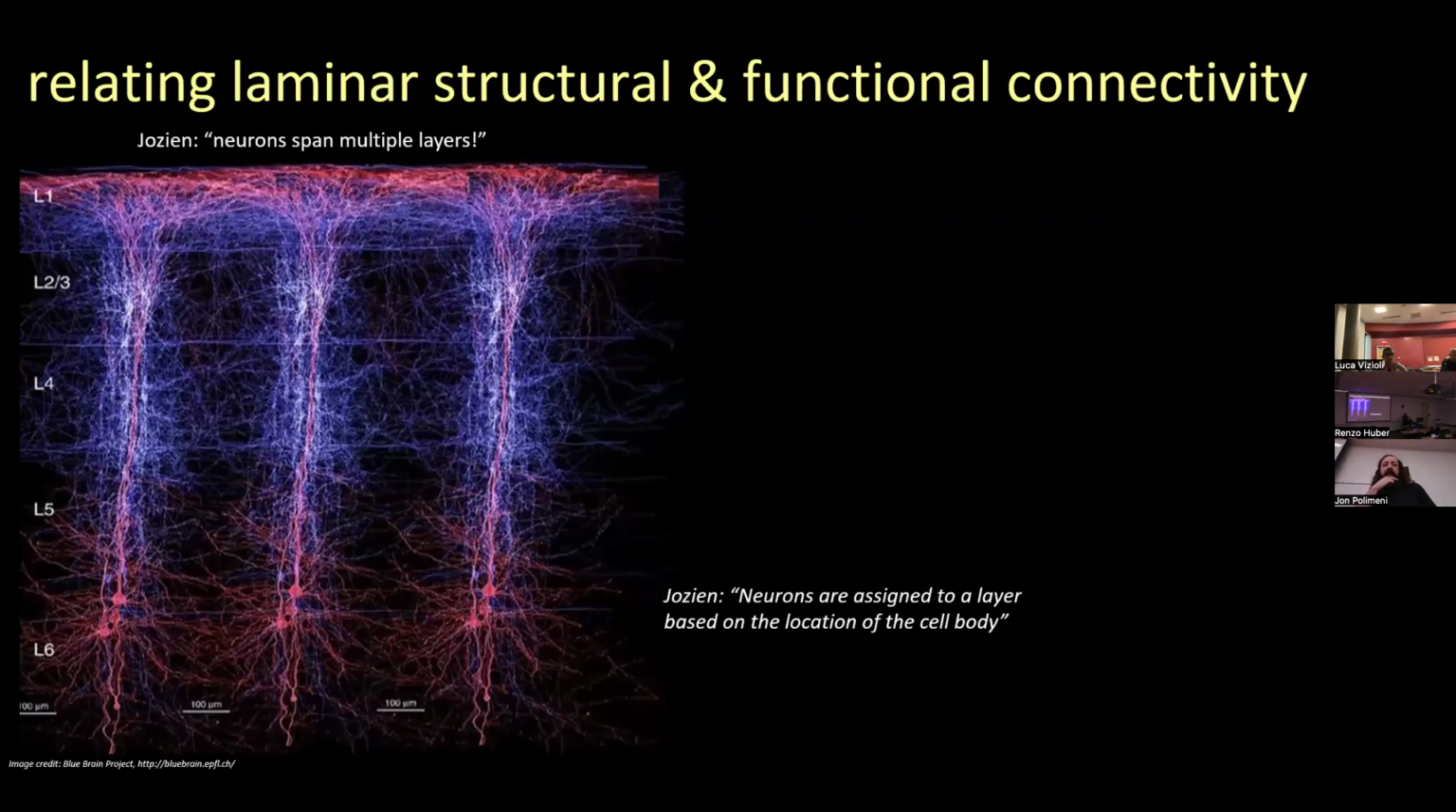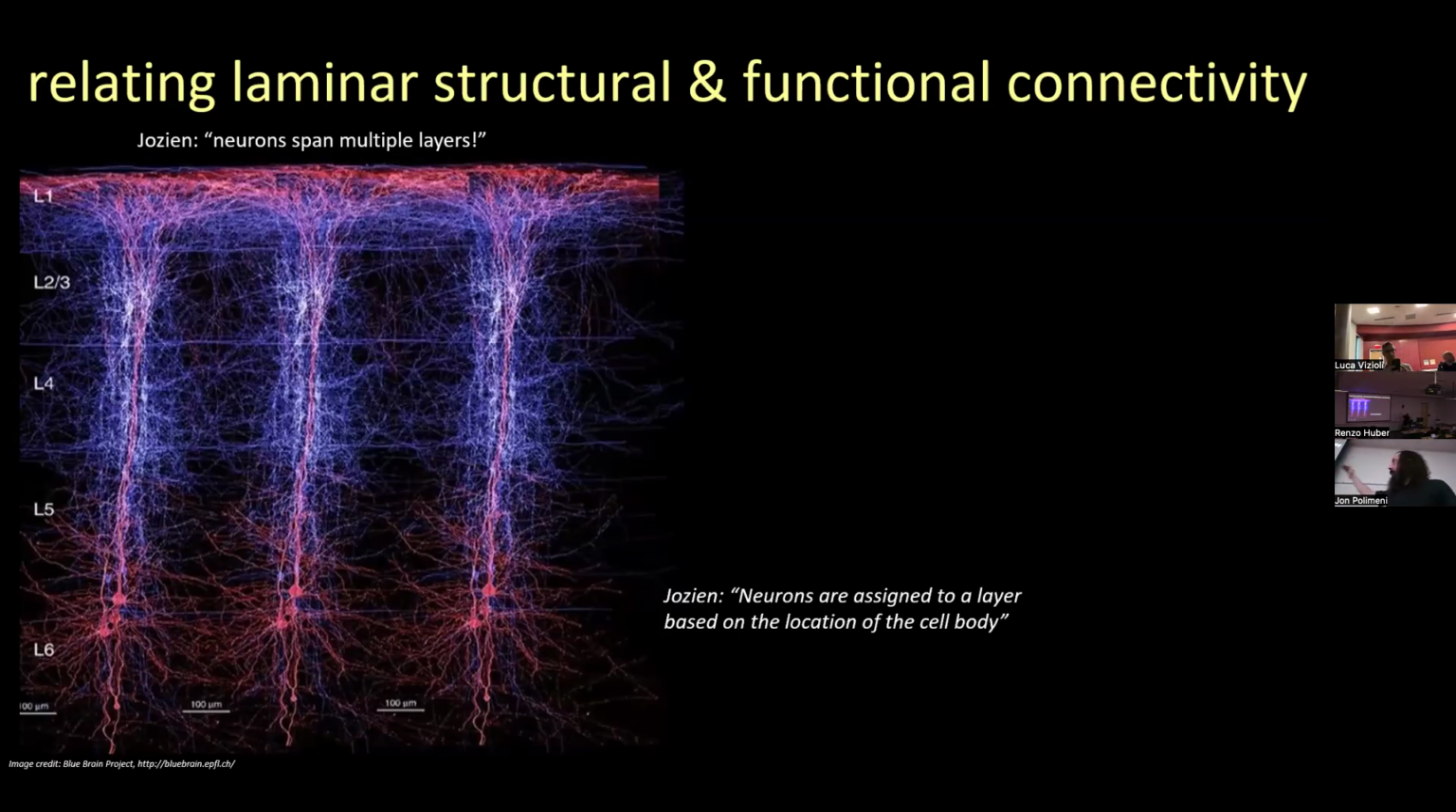Okay, so how do we relate laminar structural and functional connectivity? In this last course we did a couple of years ago, I spoke right after Josine, and I had the slide up, and she had made a few quotes that I wanted to capture, so I quickly threw them on the slide. Josine reminded us that neurons span multiple layers, and neurons are assigned to a layer based on the location of the cell body.